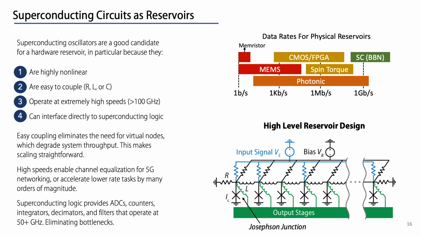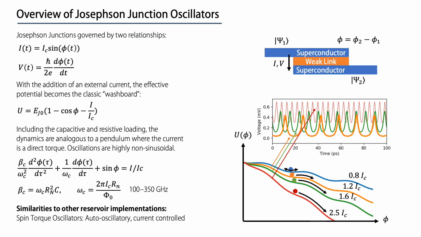Finally, these reservoirs can be interfaced directly to superconducting logic schemes, which provides components such as ADCs, counters, integrators, etc. that can all operate at 50 GHz or beyond, really eliminating the sort of bottlenecks that would be required for room temperature control and readout.